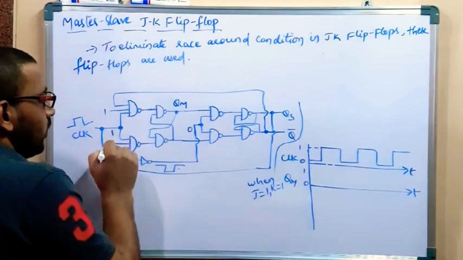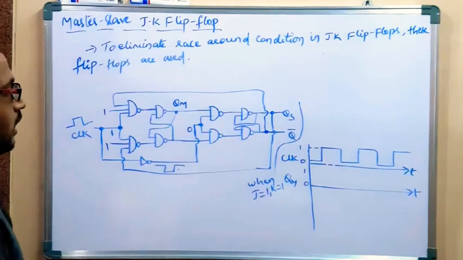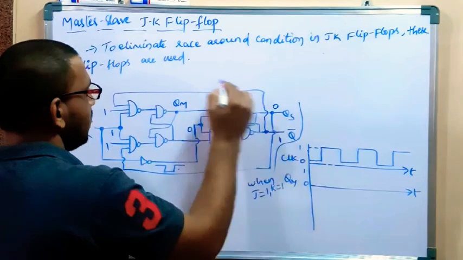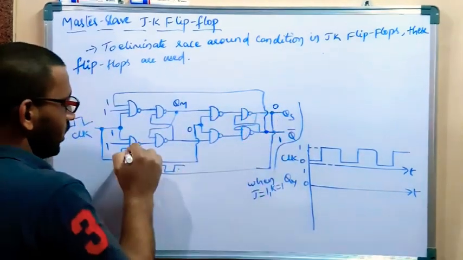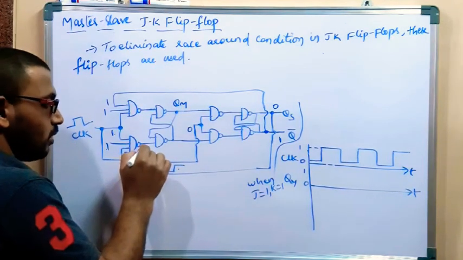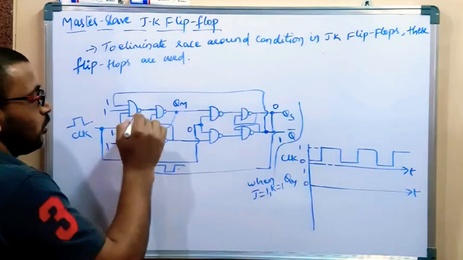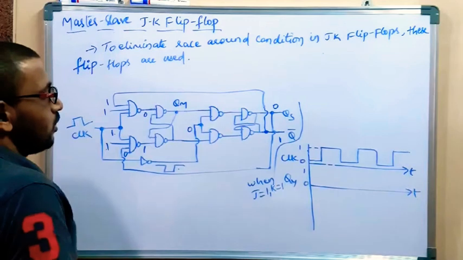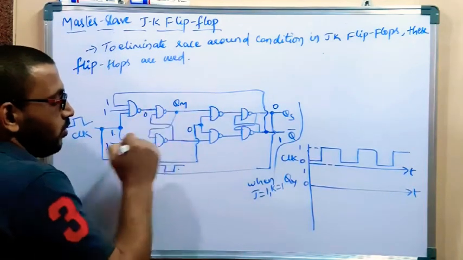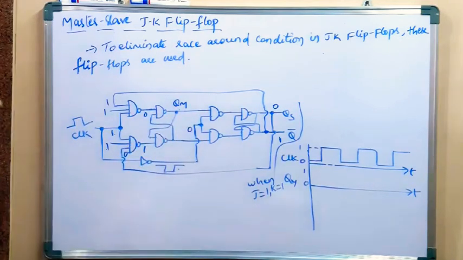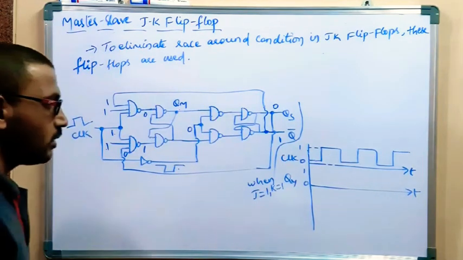So I am applying J is 1, K is 1, and here I am assuming the past output as 0, the complement of this will be 1. So 1 appears here, 0 appears here. The output of this gate will be 1, the output of this gate will be 0. What is the master output? So this is nothing but a latch. When you apply 0, 1 to these inputs, if the past output is 0, depending on that you will get the next state, right?